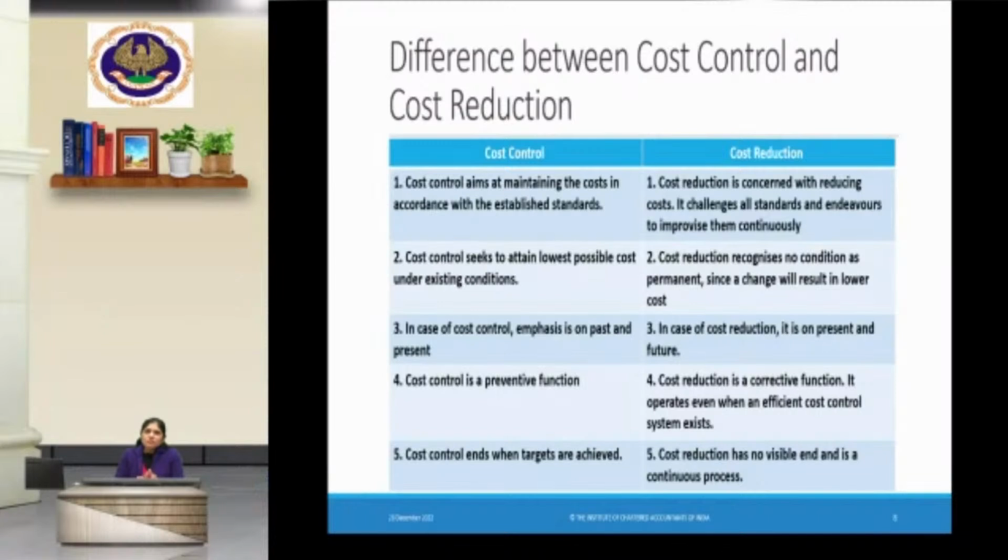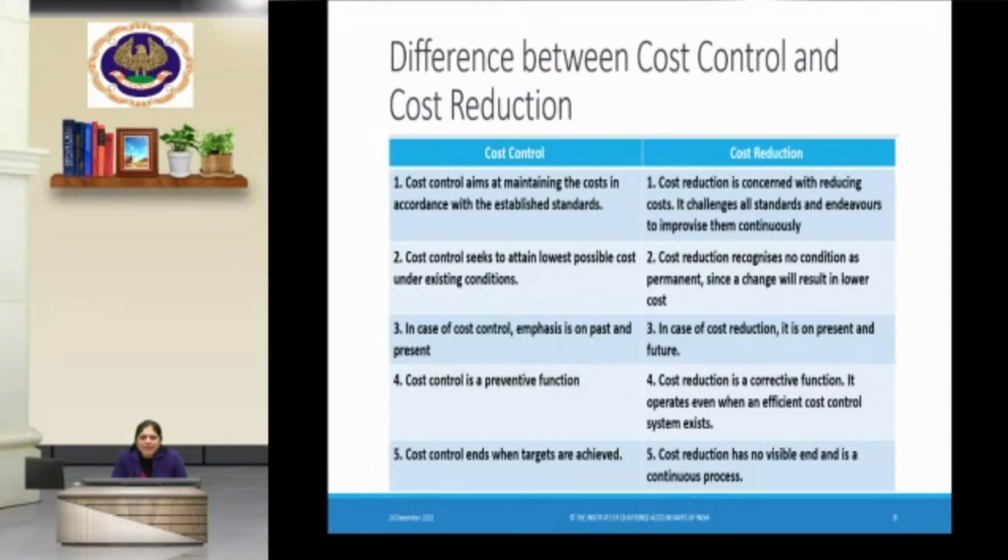Corrective action means why this time lag in the production, why the machine is kept idle, why the laborers are sitting idle. So basically, it's a corrective action. Whatever is going wrong, we have to fix it. That is cost reduction. It operates even when an efficient cost control system exists. We have a cost control system, we have predetermined standards, but cost reduction goes parallelly. Cost reduction says there could be a gap in those standards also, so they challenge the standards also.